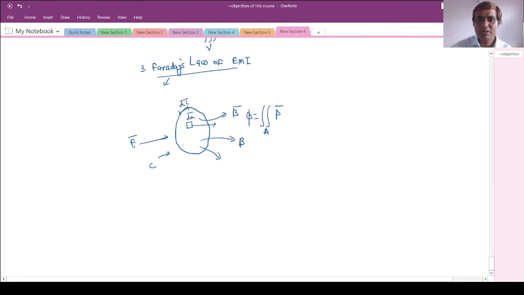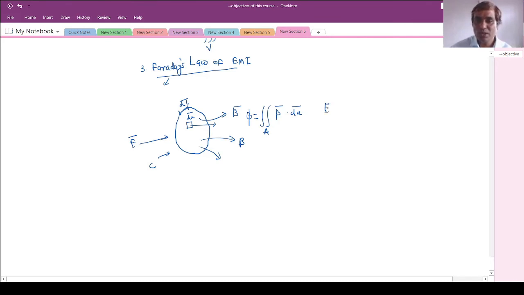So total flux can be found by integrating this B bar over the total area. So the area element will be dA bar. And the rate of change of this flux will be equal to the total EMF generated around the loop. It is as simple as that.